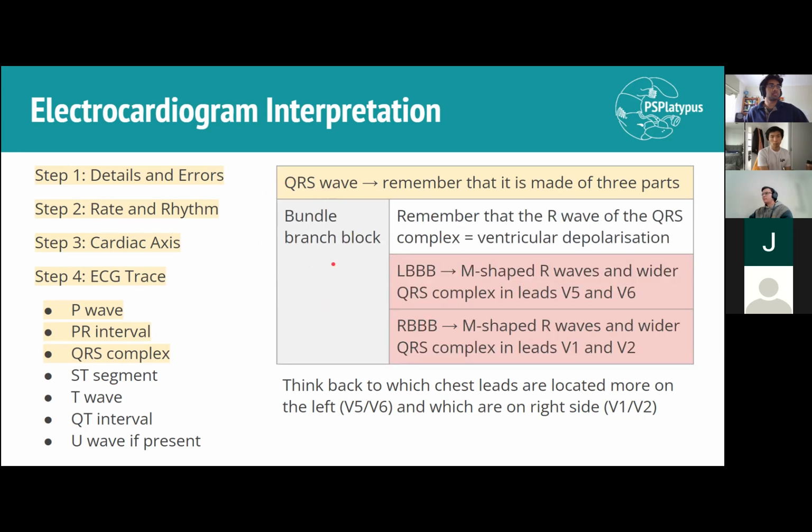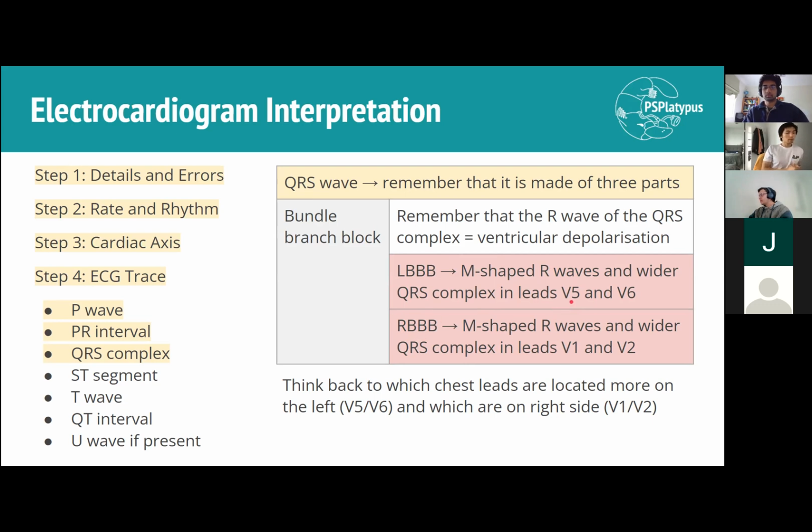And then finally, bundle branch blocks. So the bundle branches, remember what they're doing in terms of their anatomy. They're taking everything down to the ventricles, to the Purkinje fibers. So we're thinking about the R wave being where ventricular depolarization happens, that really big spike in the QRS complex. If it's a left bundle branch block, LBBB, we're going to get an M-shaped R wave. We're going to get a wider QRS complex in specifically leads V5 and V6, because that's where the left ventricle is.